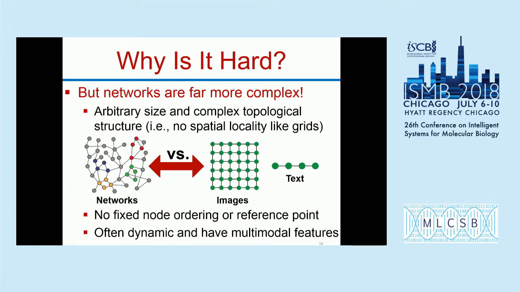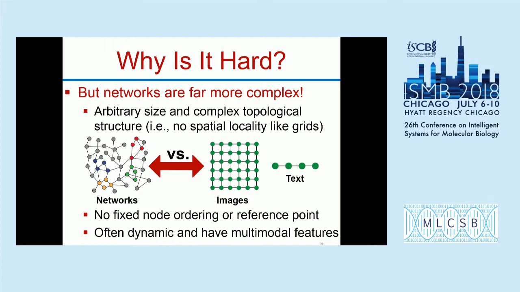However, real-world graph data or networks are far more complex, so they can have arbitrary size. It's not the case that every node has 4 neighbors, as would be the case in the image graph. They're much more complex, they have more topological structure. Furthermore, there is no fixed ordering or reference point. So what do I mean by that? If you take a matrix representation of a graph, which is the adjacency matrix, one could simply perturb or exchange a few rows and columns.